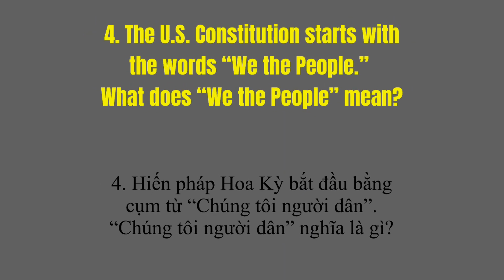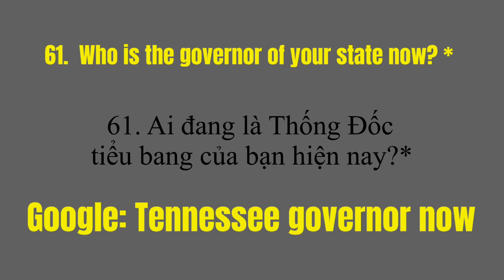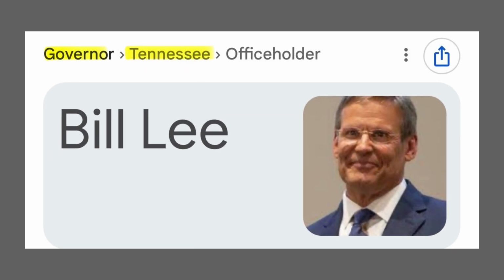The U.S. Constitution starts with the words, "We the people." What does "we the people" mean? Self-government. Who is the governor of your state now? Bill Lee.